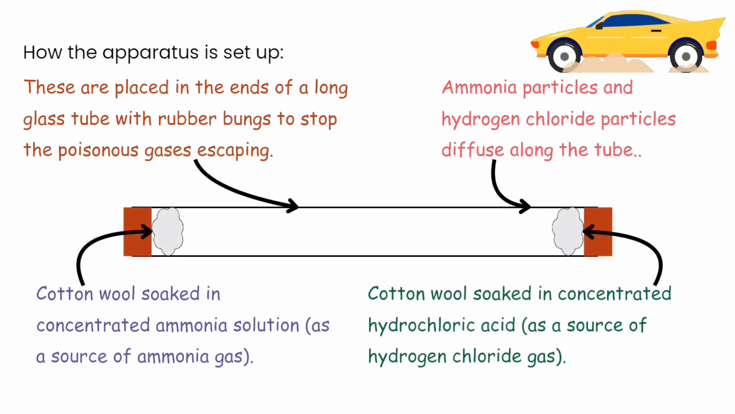How the apparatus is set up. Cotton wool soaked in concentrated ammonia solution acts as a source of ammonia gas. Cotton wool soaked in concentrated hydrochloric acid acts as a source of hydrogen chloride gas. These cotton wools are then placed in the ends of a long glass tube with rubber bands to stop the poisonous gases escaping. Then ammonia particles and hydrogen chloride particles diffuse along the tube.